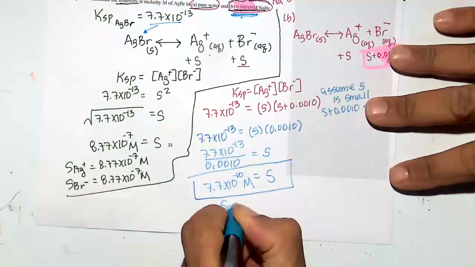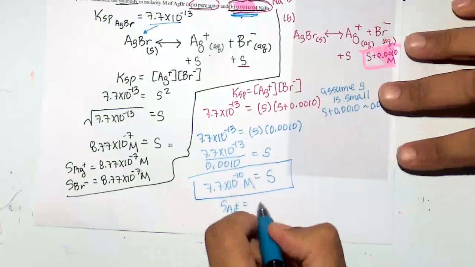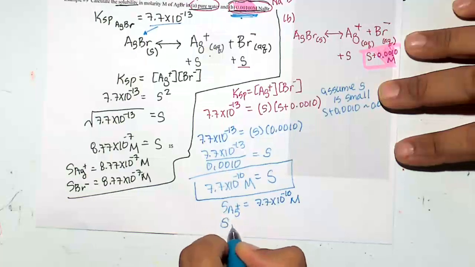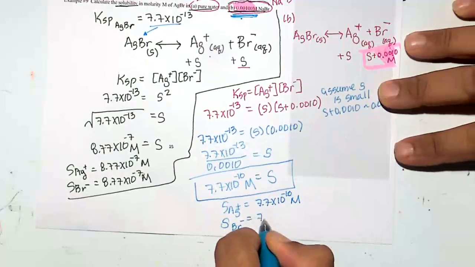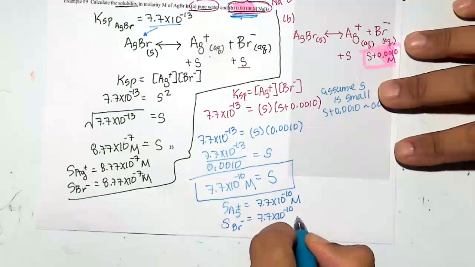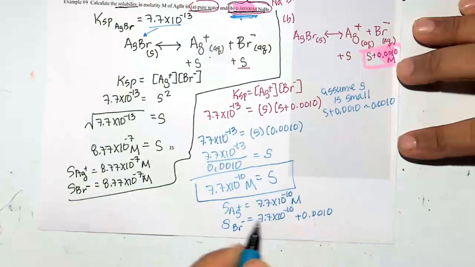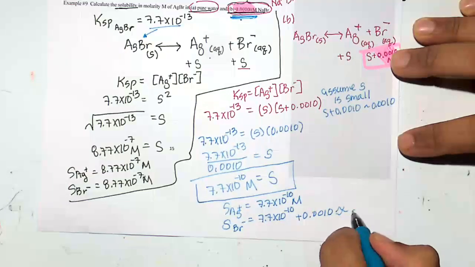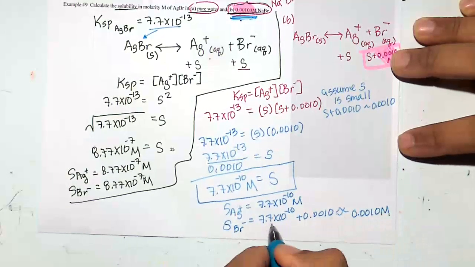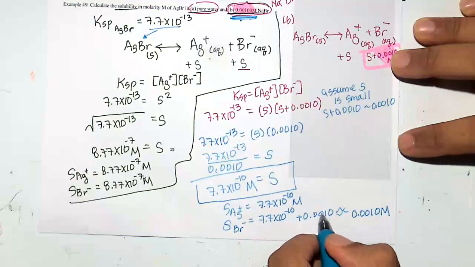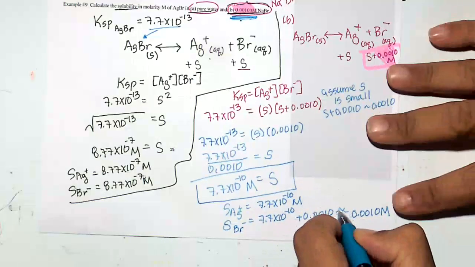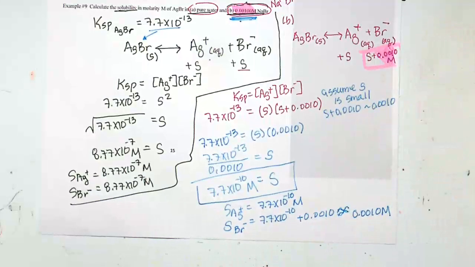So doing this, the solubility of Ag plus is 7.7 times 10 to the minus 10 molar. And the solubility of Br minus is 7.7 times 10 to the minus 10 plus the 0.0010. If you do that on your calculator, you'll still get 0.0010, because this is so small. 0.001 plus 10 to the minus 10 is still 0.001. So this is the answer.